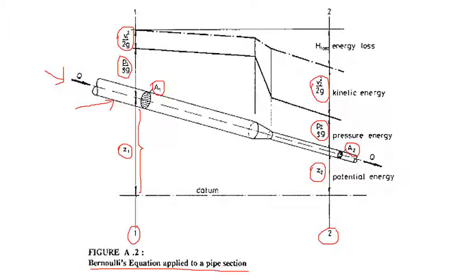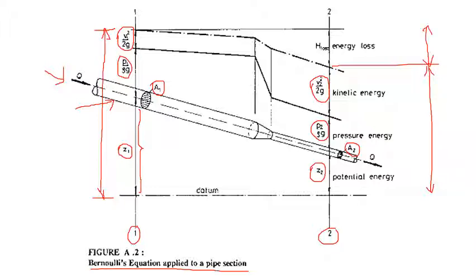If we consider section 1 and section 2, the total energy is this much at section 1, but here it becomes only this much. That is all the three energies summed up together. So we can see that compared to section 1, at section 2 there is an energy loss. So that is HL.